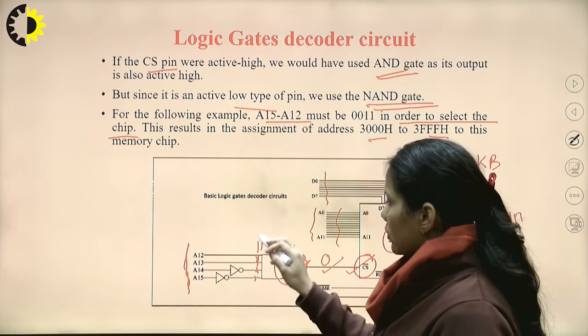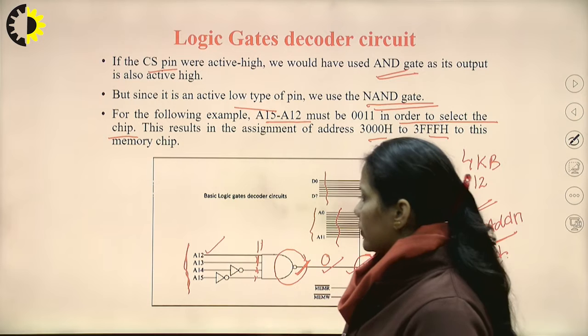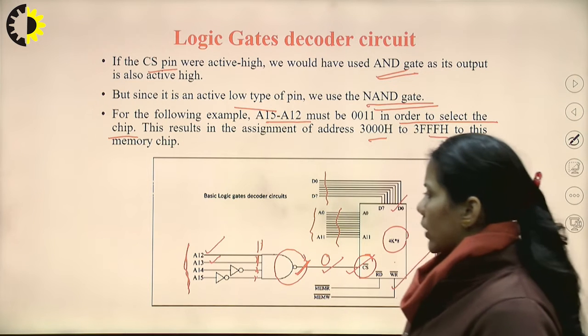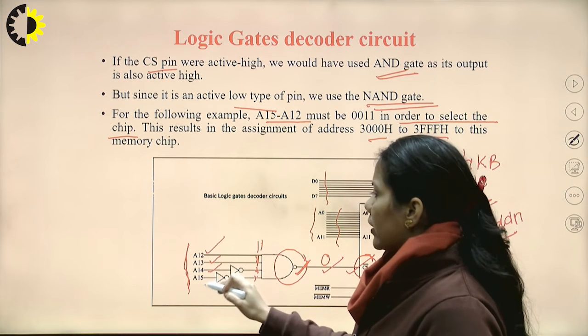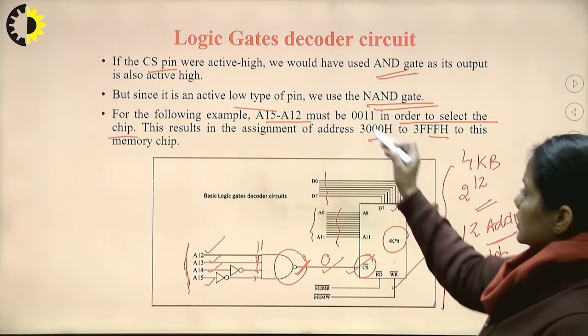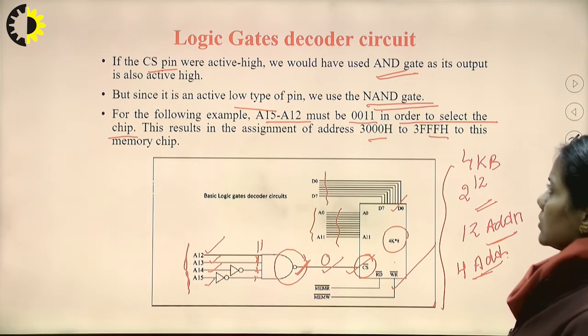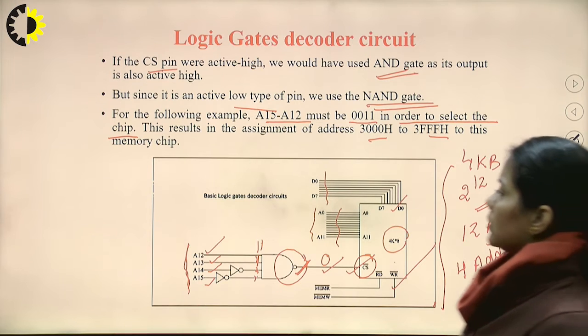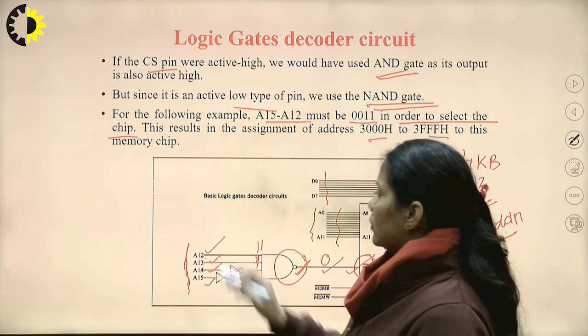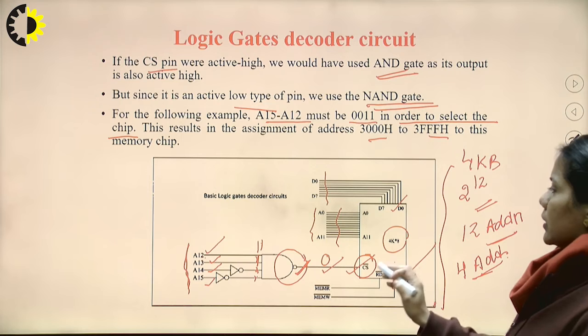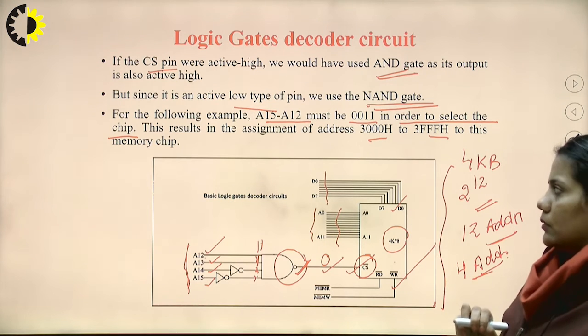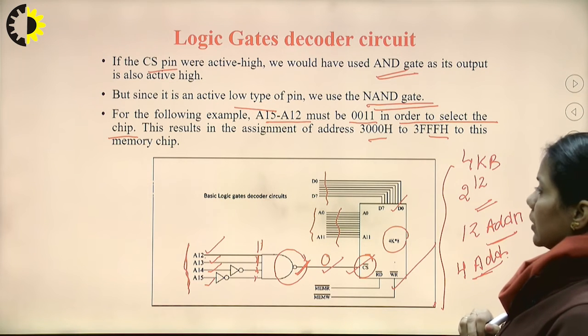What is the condition when all these are 1? A12 is 1, A13 is 1, A14 should be 0, and A15 should be 0. That means 0, 0, 1, 1 must be given to A15, A14, A13 and A12 in order to select this particular memory chip. Now, how will we make the memory map?